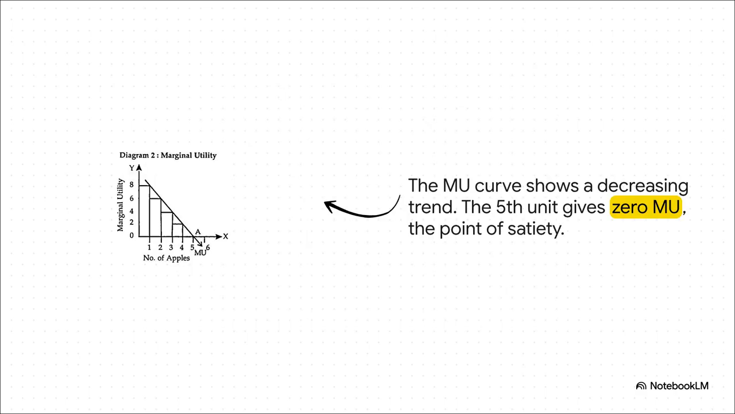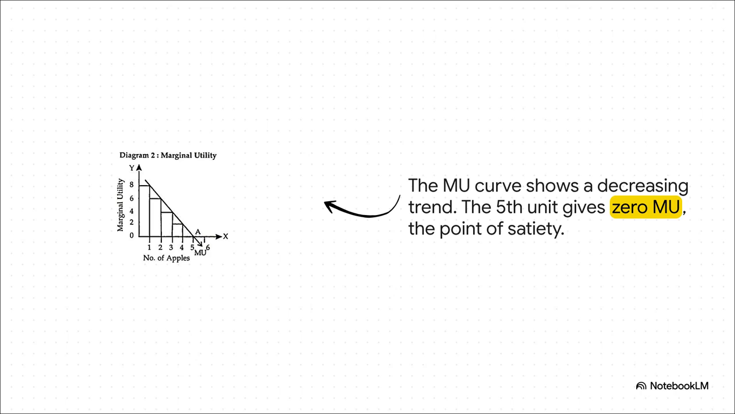And this graph shows that concept visually. See how the marginal utility curve slopes downwards? And that point where it hits the 0 line after the fifth apple, that has a special name, the point of satiety. That's the point of maximum satisfaction. If they eat another apple after that, you can see the utility actually becomes negative.